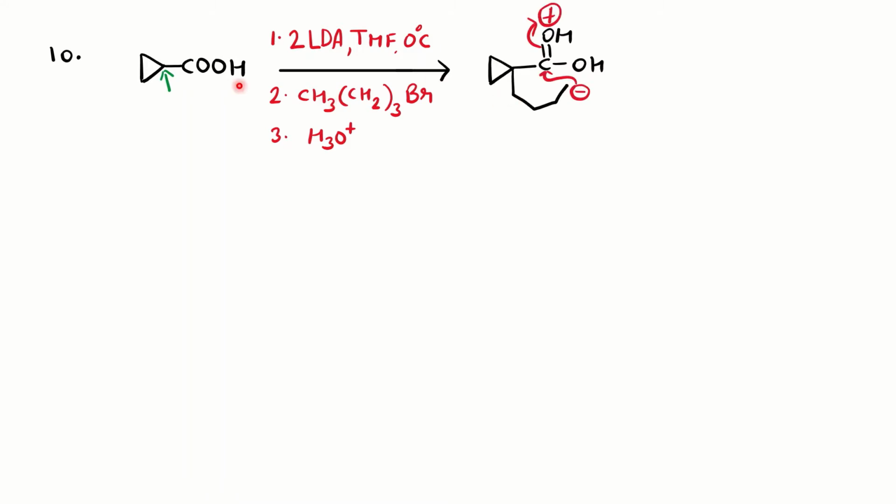So first of all, we know the role of LDA. It will abstract the less acidic proton. So instead of the carboxylic hydrogen, it will abstract this alpha carbon proton, which will create a carbanion here, right? And once this carbanion is generated, it will attack by SN2 mechanism on this alkyl reagent, right? We have already learned the mechanism, so I have not drawn it here. So basically you will get this alkylation at this alpha position having a 4 carbon chain, 1 2 3 4, right? Bromine will be released.